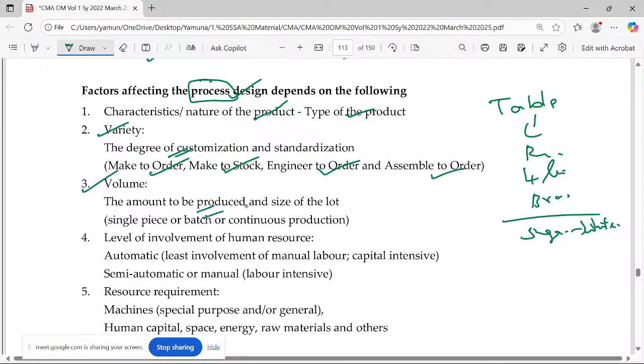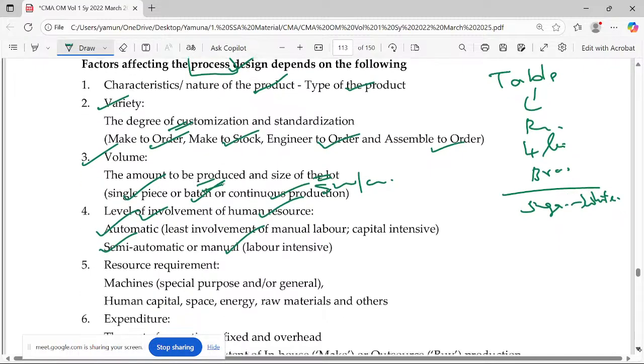Then volume, how much you're going to produce. Whether you're going to do it in single, so you know all these costing angles, right? Just think of job costing and other costing, batch costing, everything comes in. Single piece or batch-wise or continuous production. Sugar is continuous production. Cement is continuous production. And level of involvement of human resource, whether you're going to make it completely automatic or semi-automatic or completely manual.